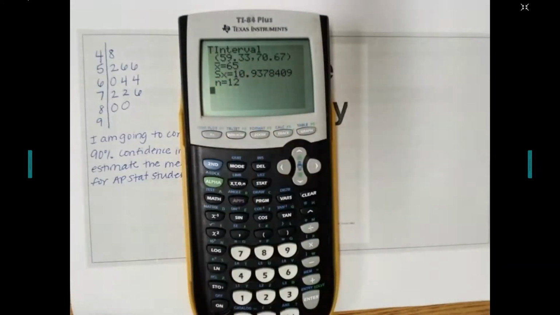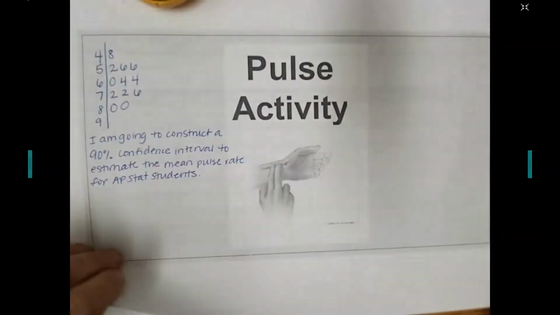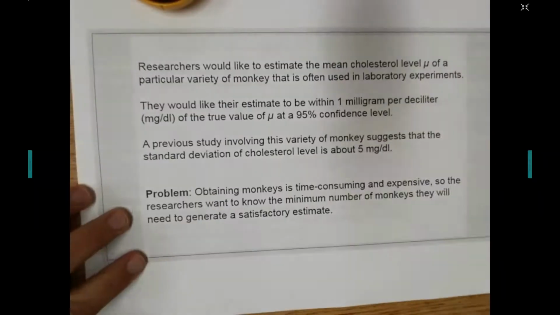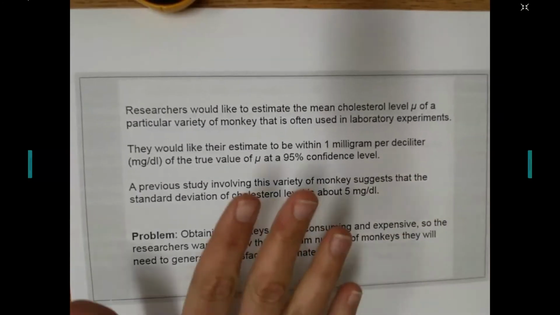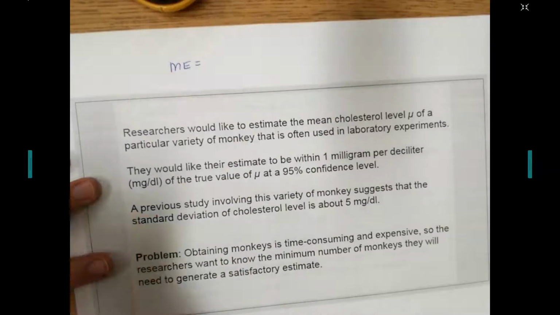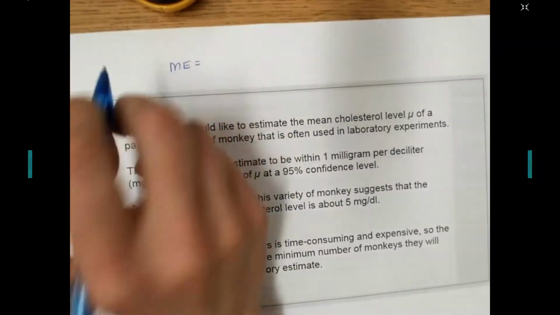So when you're running these confidence intervals, if you are given the data, you can go ahead and just plug it in a list, and your calculator will do a lot of the work for you. Okay? All right, last thing I want to talk about is what to do when you are trying to calculate a sample size based on a margin of error. So before I get into this example, let's talk about what the margin of error is. Remember, the margin of error is everything after the plus or minus.